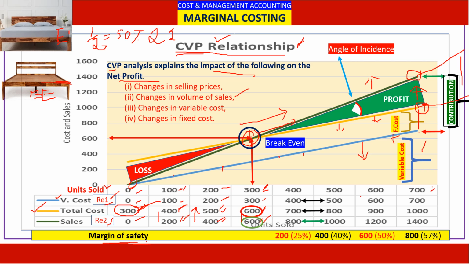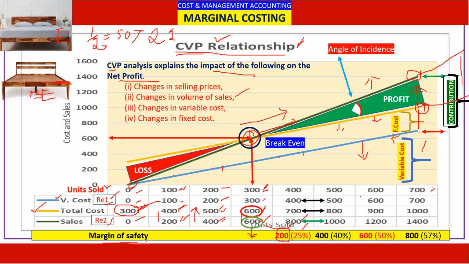Now margin of safety, if you take it here now, my break even is 600. At a sale of 800, I have got a cushion of 200. 200 out of 800 is 25%. This is called margin of safety. My comfort is to the extent of 25%. If my sale falls by 25%, say 200 rupees gone, still I am safe because I am within break even.